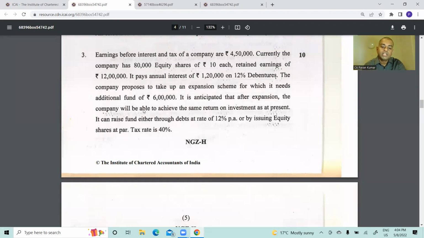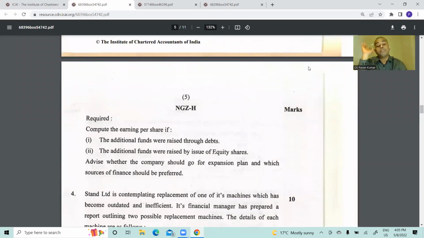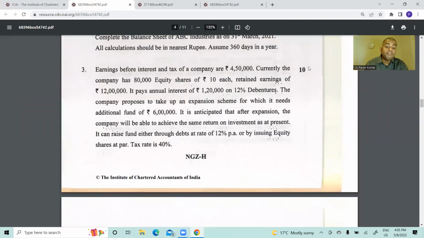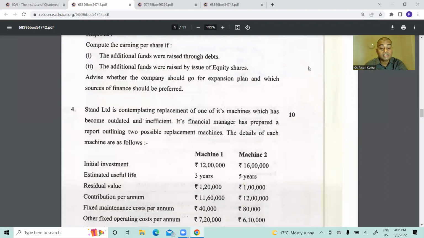LKG question. And it is for 10 marks, dude. 10 marks. There are no other subparts of this question. 10 marks. So they're asking what will happen if the new funds are mobilized through equity? What will happen if the new funds are mobilized through debt? Trust me, this question also can be completed in 4 to 5 minutes. 10 marks. Then this is third question.